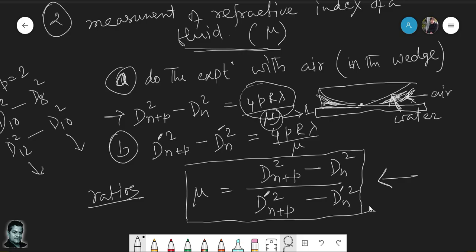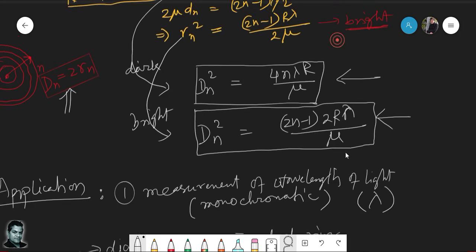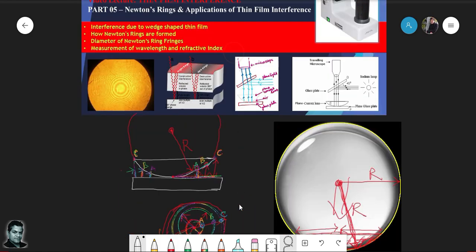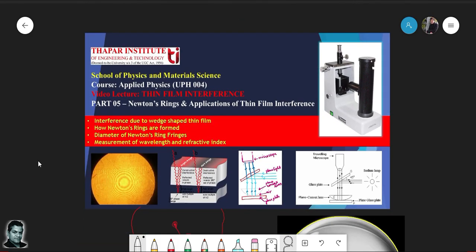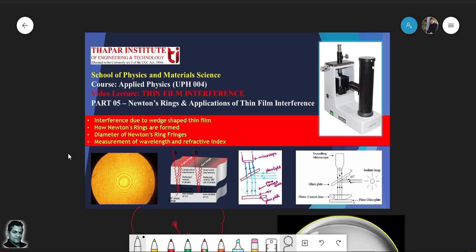So with this we finish this lecture session. To summarize what we did: we first tried to understand how the Newton's rings are formed, then we calculated the diameter of the Newton's rings, and then we obtained the expressions for the wavelength and the refractive index that you can use in Newton's ring experiments.